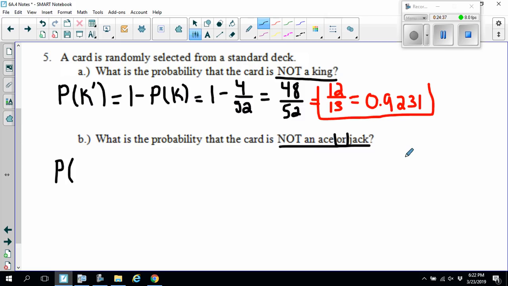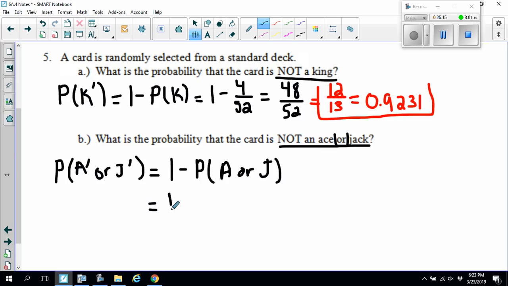So all we're going to do is just add our probabilities here of an ace and a jack, and then subtract it from 1 because we're trying to find the probability that the card is not an ace or jack. So that means the probability of A prime or J prime. So not an ace or not a jack. But to do this, what we're going to do is do 1 minus the probability that the card is an ace or a jack.